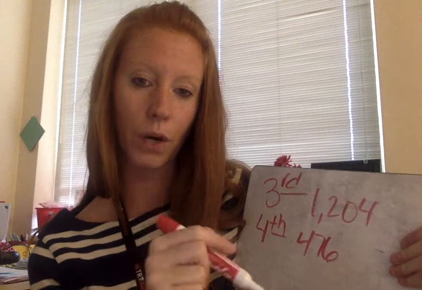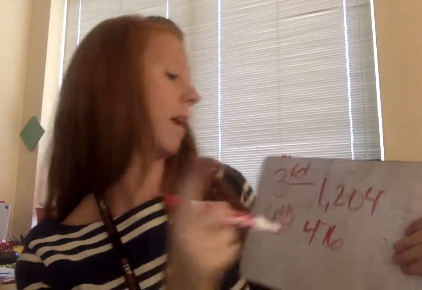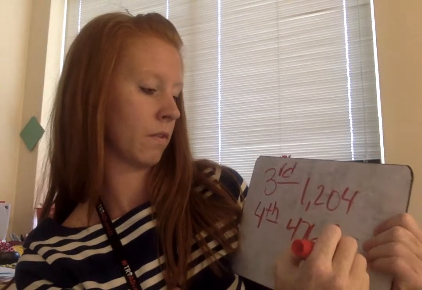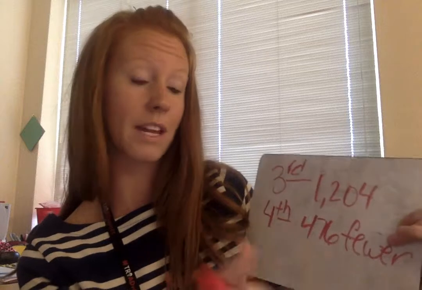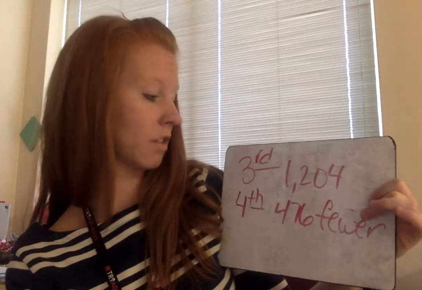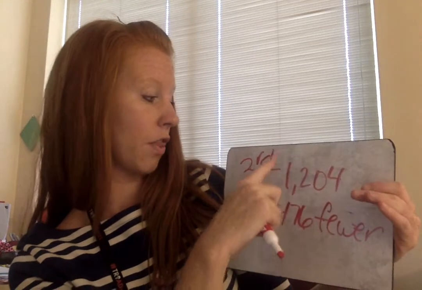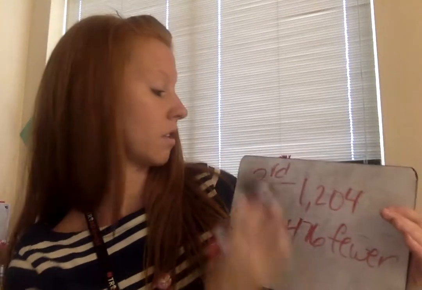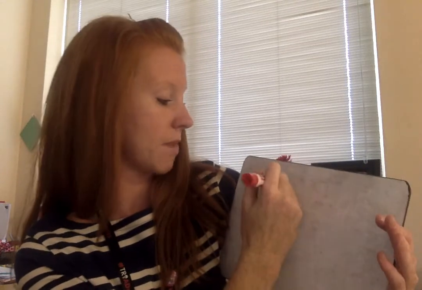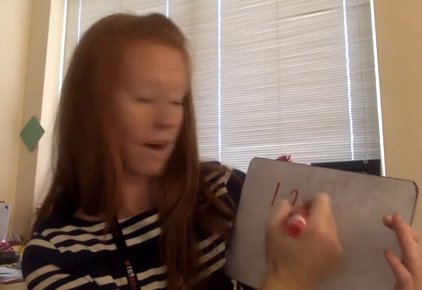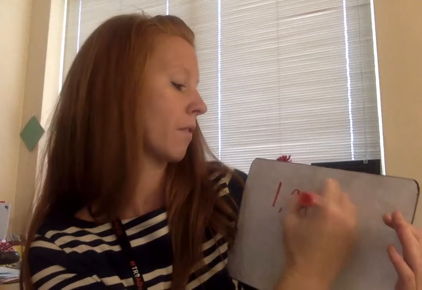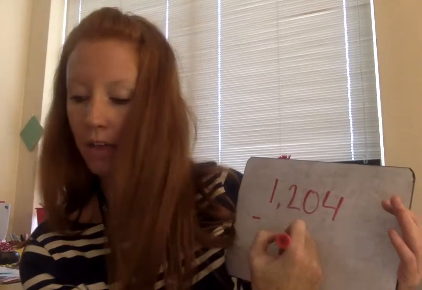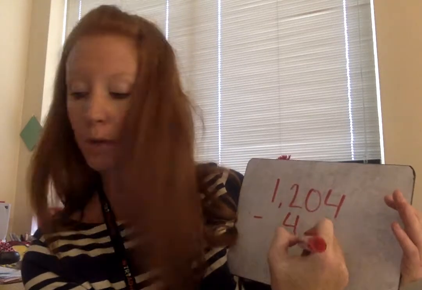It does say fewer. What did we learn that fewer meant? We learned fewer meant that it was less, so we're going to have to subtract. We're going to have to subtract the 4th graders from the 3rd graders to get how many the 4th graders raised. I'm going to erase here so I can line up so I can subtract without making any errors. I have the 3rd graders, subtract the 4th graders, always lining up your ones place.